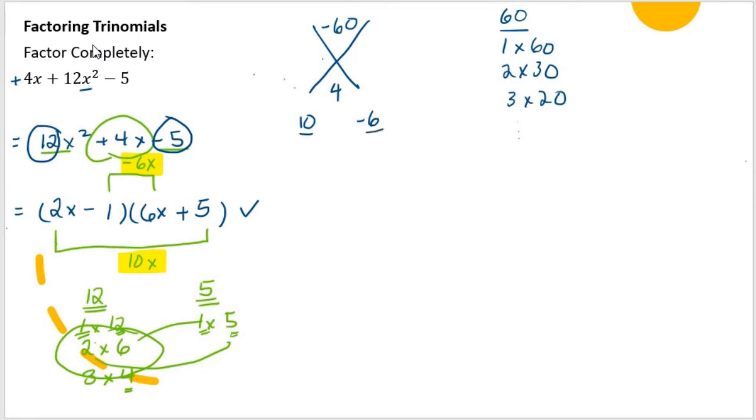You're going to take the 10 and the negative 6, take both values, and divide them by the coefficient of the first term. The coefficient of the first term is 12, so I'm going to divide both by 12.